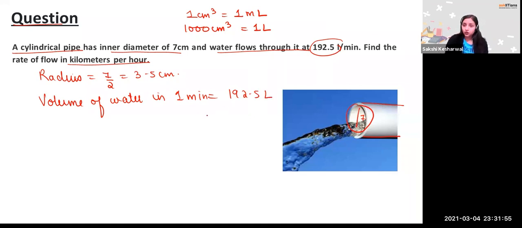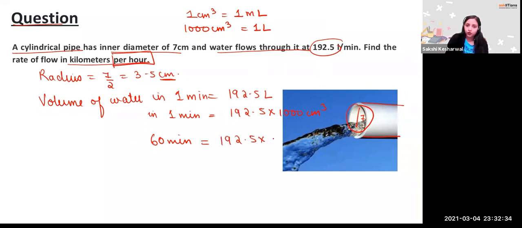So I have to convert this. It says in 1 hour, so in 1 hour how much water will go in the bucket, right? In 1 minute this many liters of water are going, so you need to know how much goes inside. So first, in 1 minute, because this is in centimeter, I have to write this in centimeter cube. So 192.5 into 1000 centimeter cube, right? Now per hour, which is 60 minutes. So the volume of the water which has been flowing is 192.5 into 1000 into 60 centimeter cube, right or not?